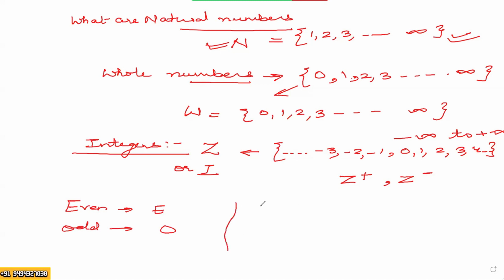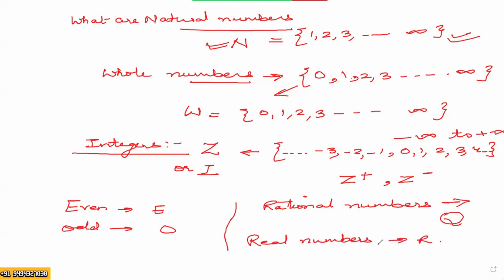And coming to rational numbers, which symbol will we use? Capital Q, not capital R. Capital R is for real numbers. Clear? And what are real numbers? Rational numbers together with irrational numbers. Yes, good. The collection of all irrational and rational numbers.